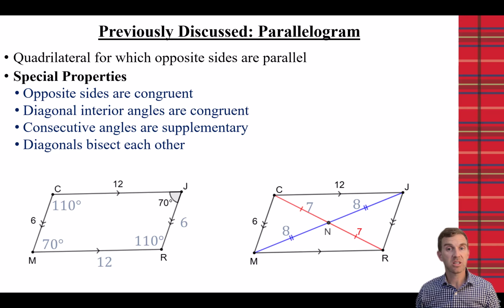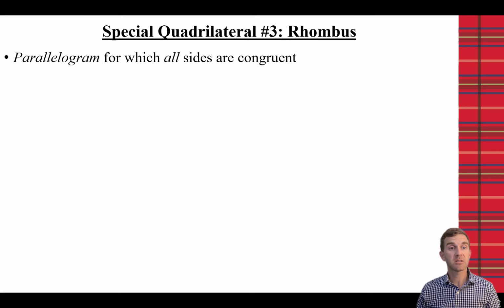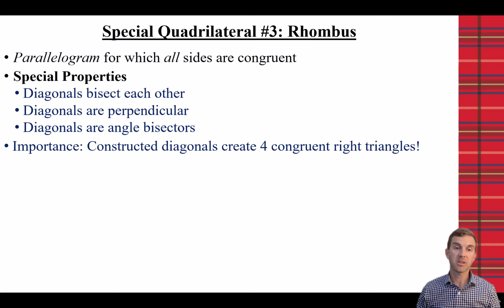Let's look at another specialized parallelogram, the rhombus. The rhombus is unique in that all sides will be congruent, and by doing so we get unique properties related to the diagonals. They will still bisect each other, but they're now going to be perpendicular, and they will become angle bisectors of the larger angles of our rhombus. This constructs 4 congruent right triangles inside the rhombus.